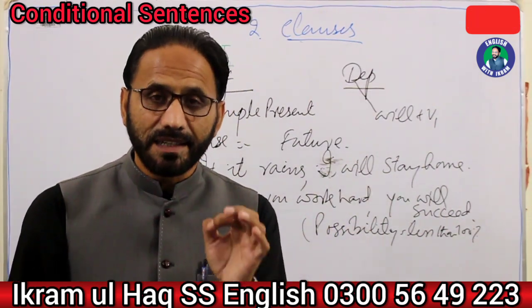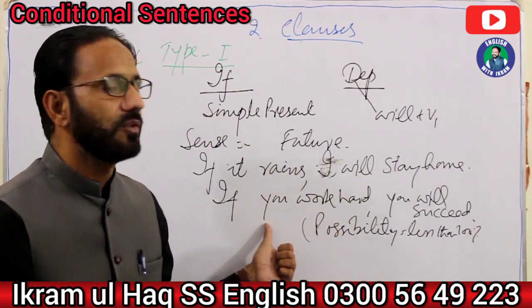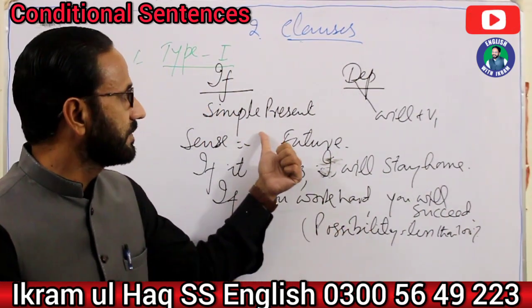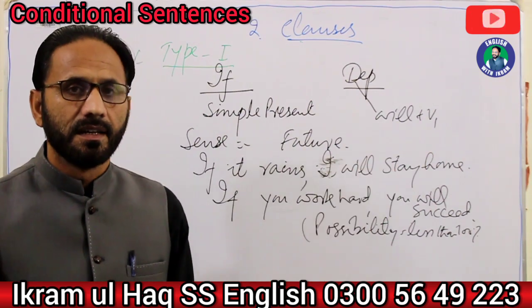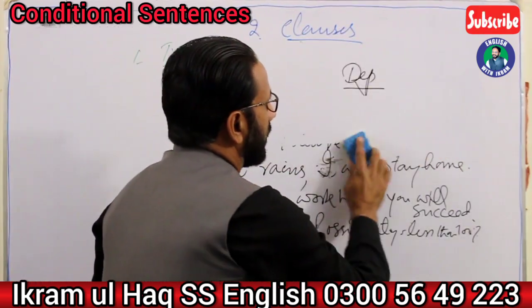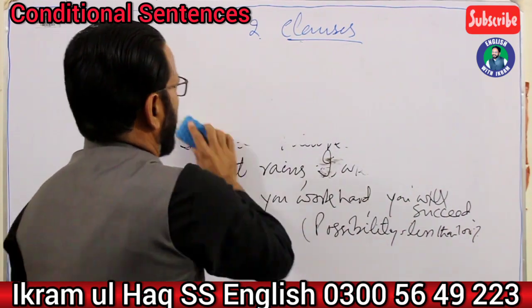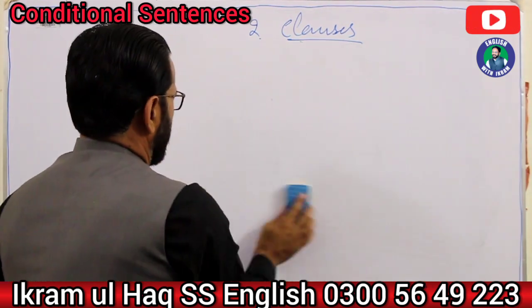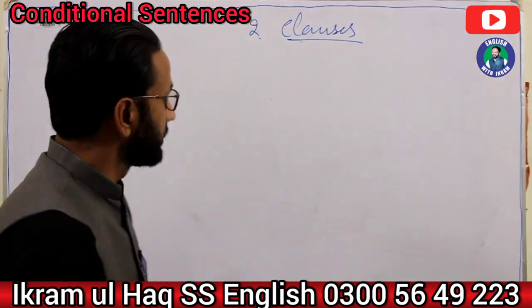If possibility is less than 100%, then you have to follow this structure. Simple present tense in if clause and future indefinite tense in dependent clause. Is that clear? Now type 2.